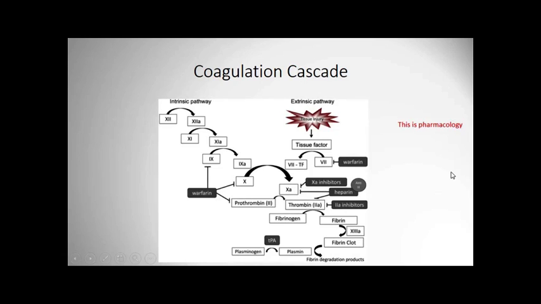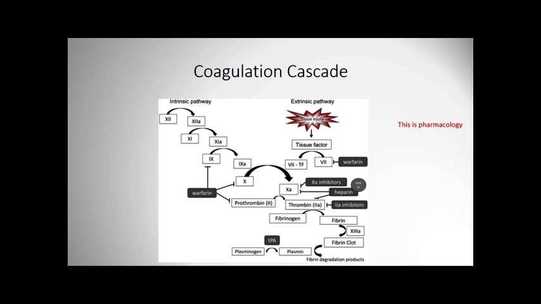This is for pharmacology. This is not for pathophysiology. I just put it there for you to have clear what medications we use, where they act. Okay, there we have, remember, warfarin. That is an inhibitor of the vitamin K, so it will affect the vitamin K dependent clotting factors. So you have warfarin here, inhibiting 2, 10, 9, and 7.